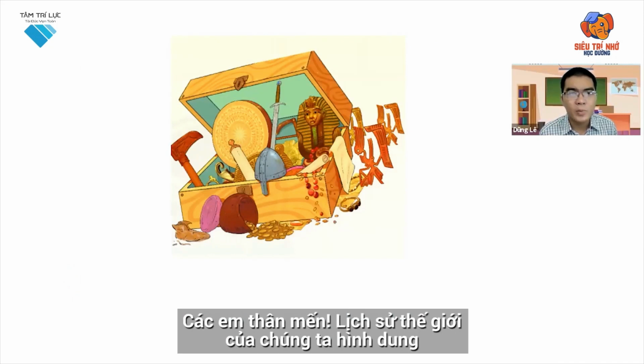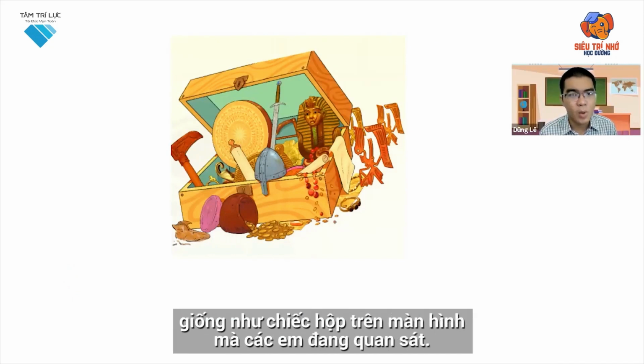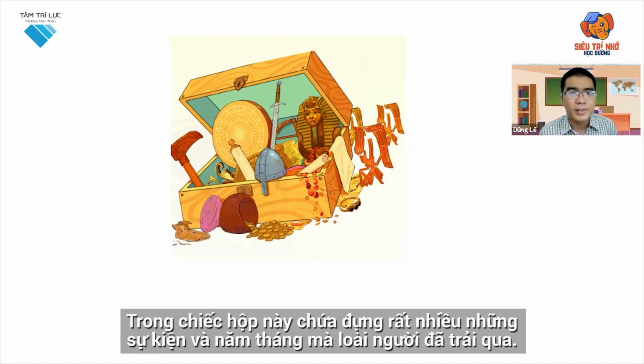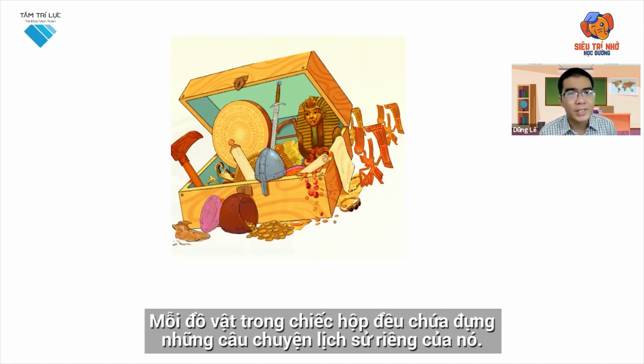World history can be visualized as the chest on the screen you are looking at. This box contains many events and years that humankind has been through. Each item in the chest has its own historic story.